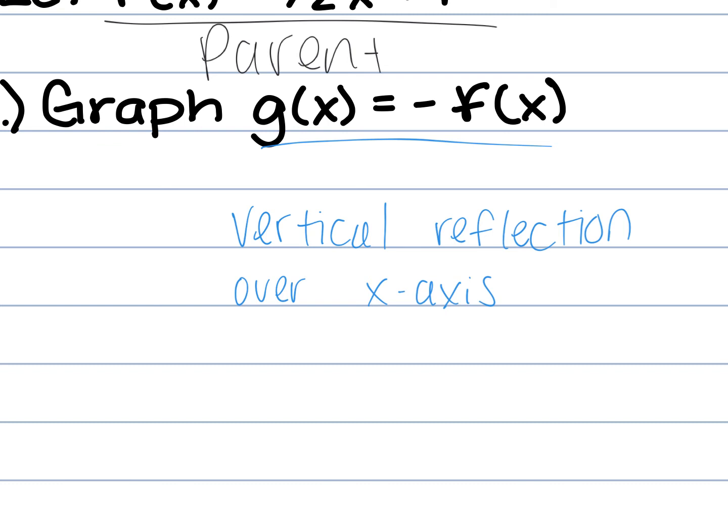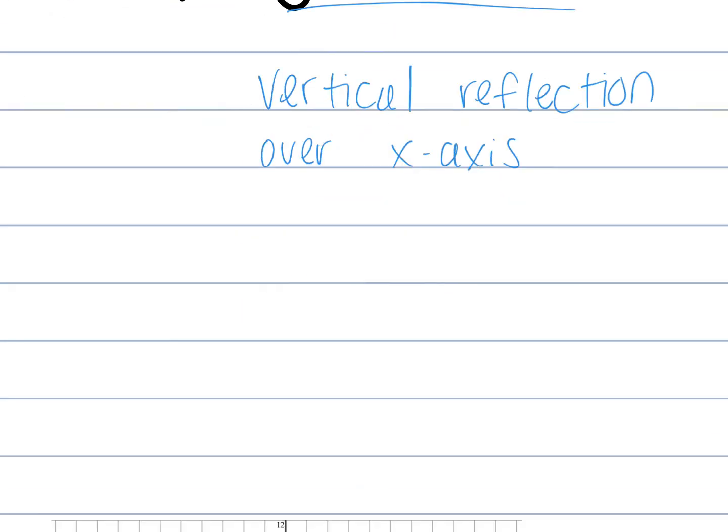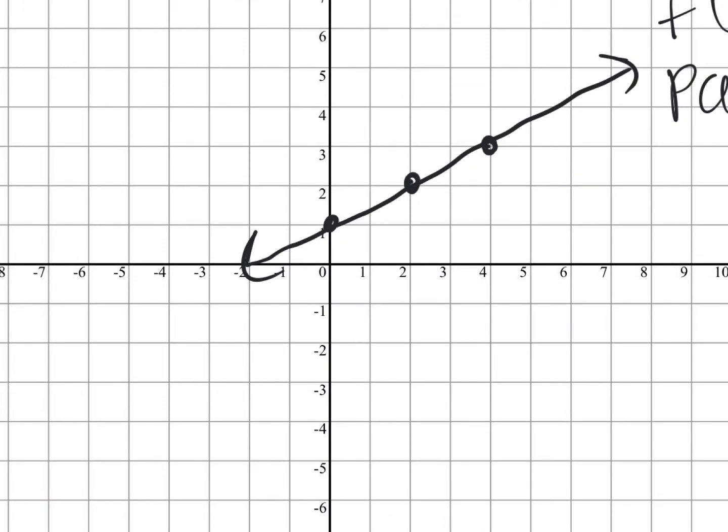If I reflect something from top to bottom, because vertical is up and down, what axis am I reflecting over? What axis goes like this? The x-axis. Do we understand that? So now watch. Every single point that's above your axis is now going to be below it. So this point 0, 1. If you move it to the same exact spot, but beneath the x-axis, what point would it then be?